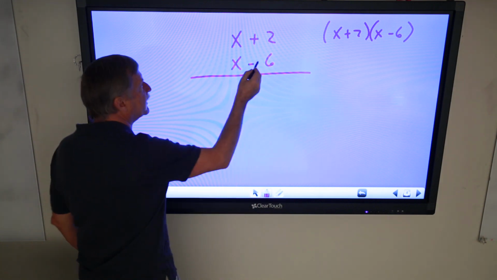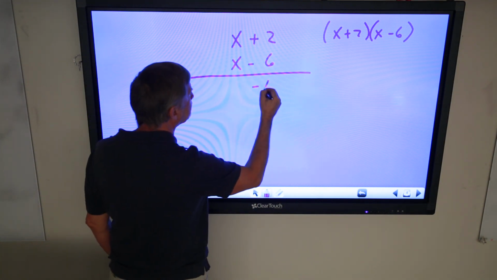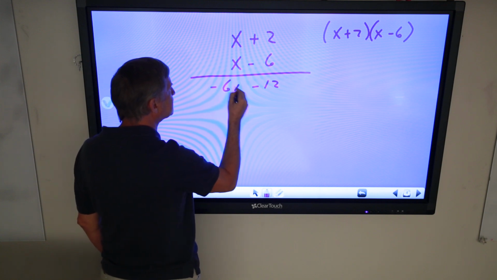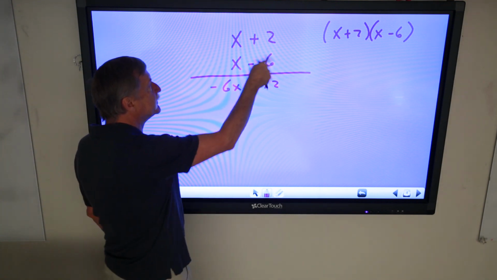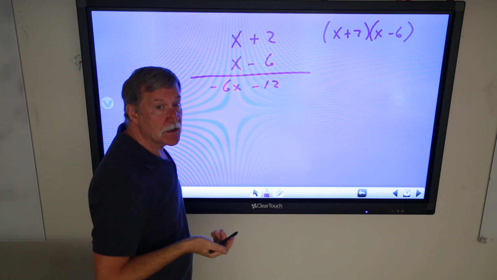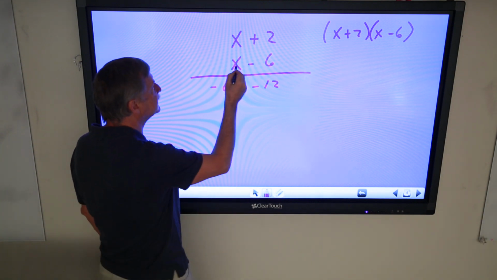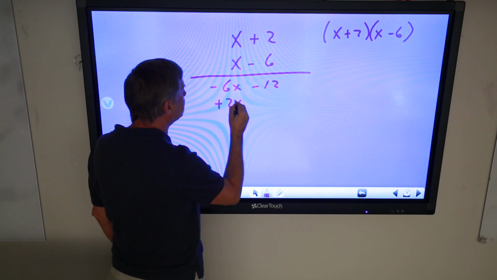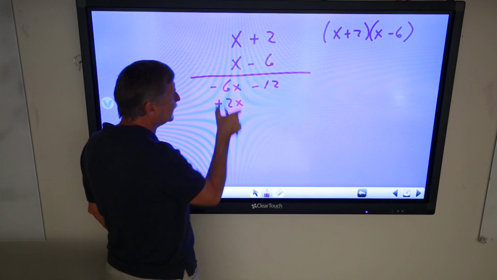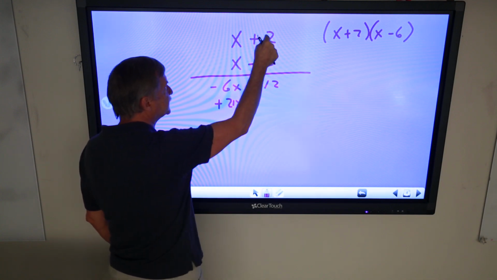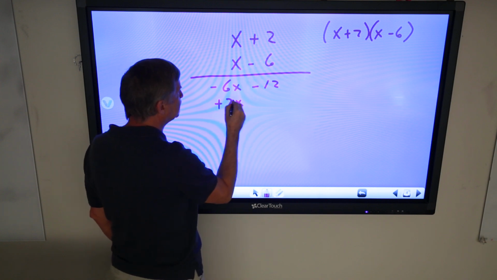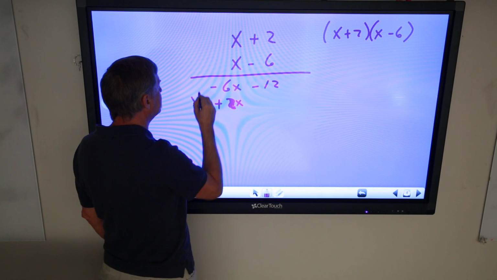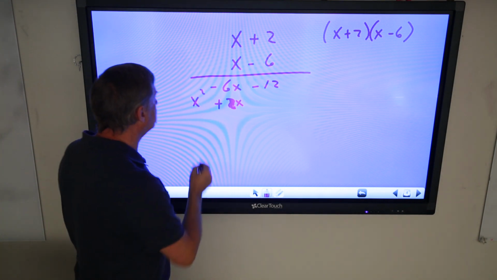So that now I do minus 6 times 2, minus 12, and minus 6 times x, minus 6x. Remember, the plus or minus signs always go with what follows. Then I take the x, and I take x times plus 2, that's plus 2x. Remember, I'm keeping like terms on top of like terms, x times plus 2 is plus 2x, all right? And then x times x gives me this x squared.